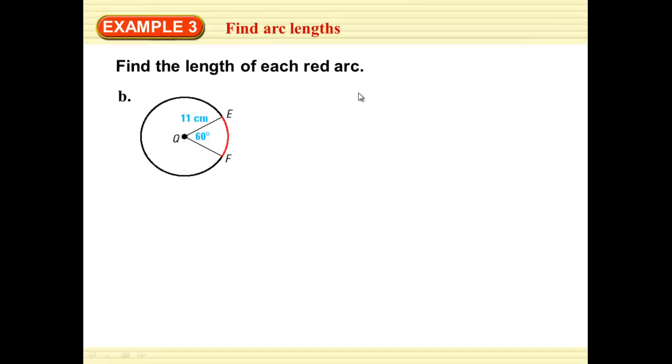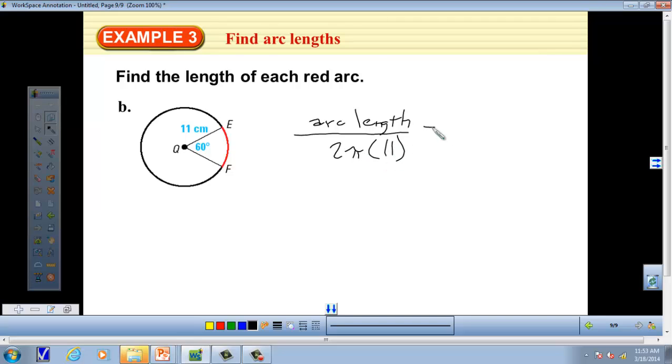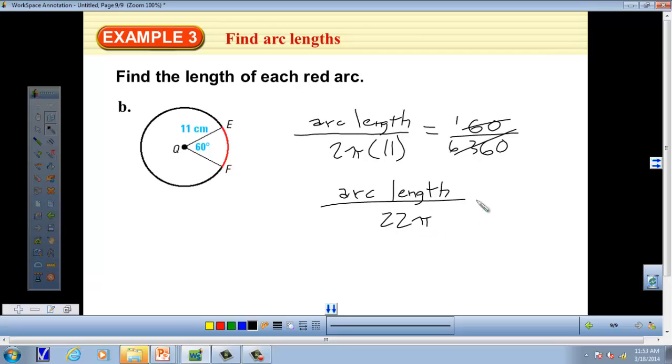Here's another one. Again, I'm going to use the same formula. Let's say arc length over 2 times pi times 11. And that's going to be equal to, again, 60 over 360. Simplifying this the way we did before, we get 1/6 again. So arc length over 22 pi is equal to 1 over 6. Multiplying both sides by 22 pi.